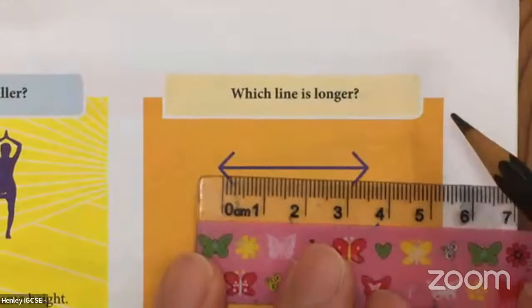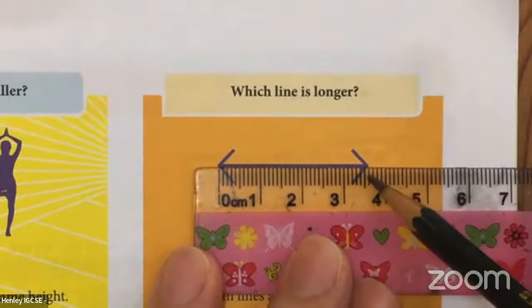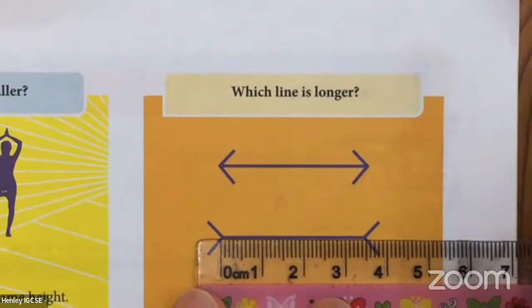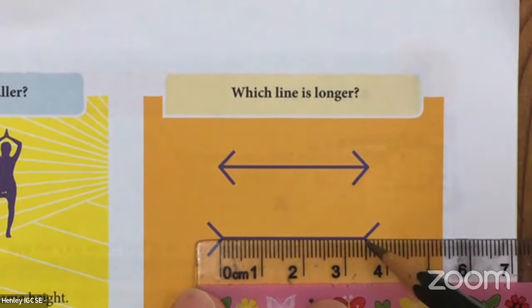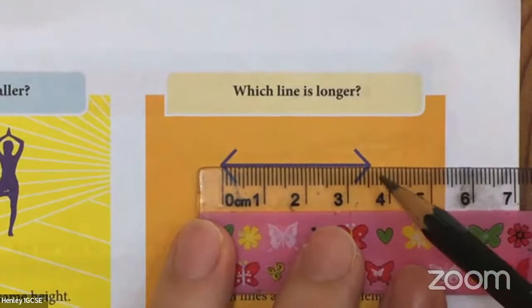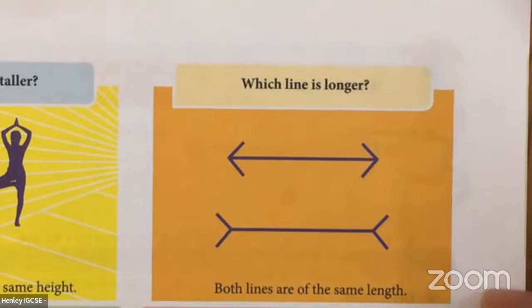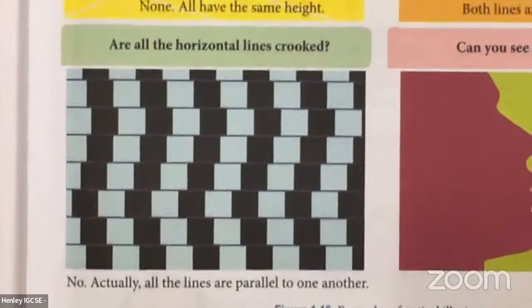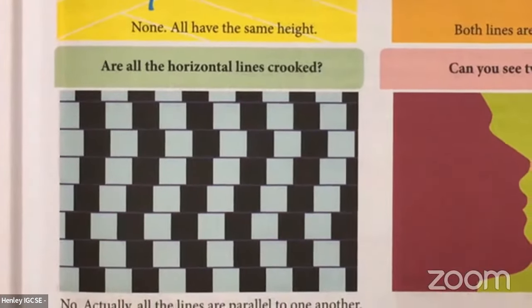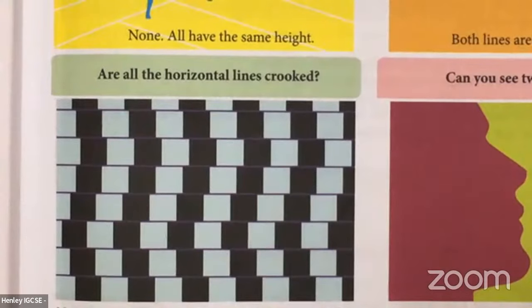So this one will be 3.6, and this one, from the middle, is actually 3.5, and this one also 3.5. So actually both lines are the same length. And then this one: are all the horizontal lines crooked? That means they are not parallel. Can you see this illusion?